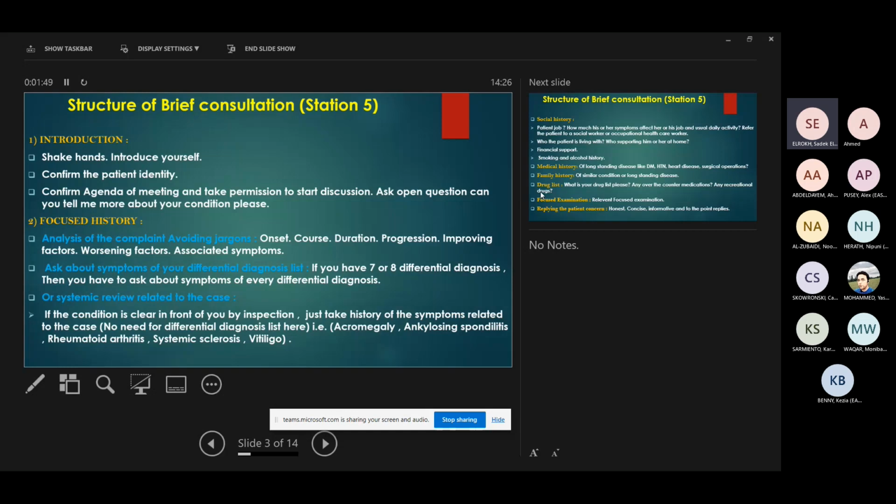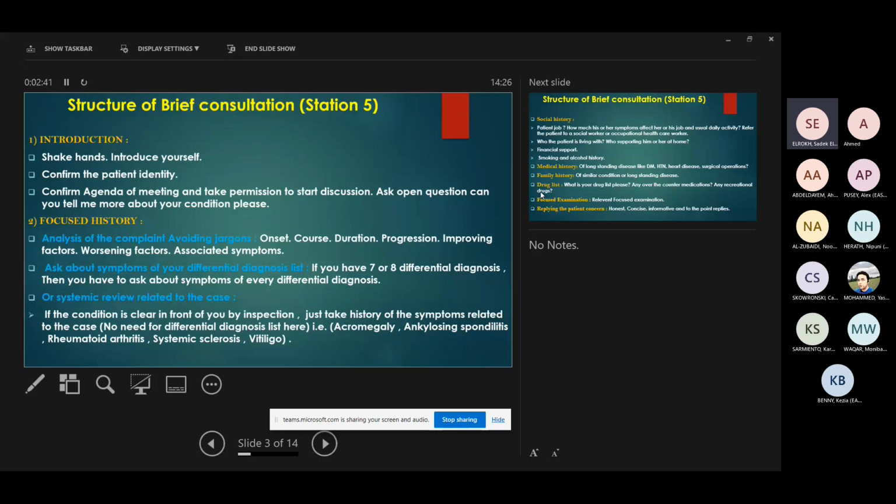Number 2 is focused history. So station 5 is composed of number 1, introduction, number 2, focused history, number 3, focused examination, number 5, replying to the patient's concern, and at the end is the discussion between you and the examiner. So we finished number 1, introduction. Number 2 is the focused history. Focused history should be about, number 1, analysis of the complaint. You have to do a good analysis of the complaint in terms of onset, course, duration, progression, precipitating factor, and relieving factor. Number 2, ask about symptoms of your differential diagnosis list. If you thought of 7 or 8 differential diagnoses for the case, you have to ask about every symptom of every differential diagnosis you thought of in your mind.